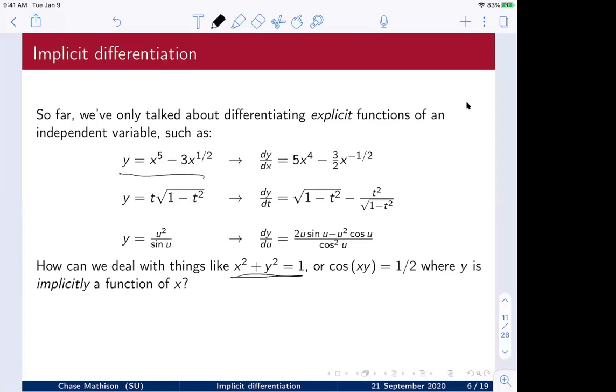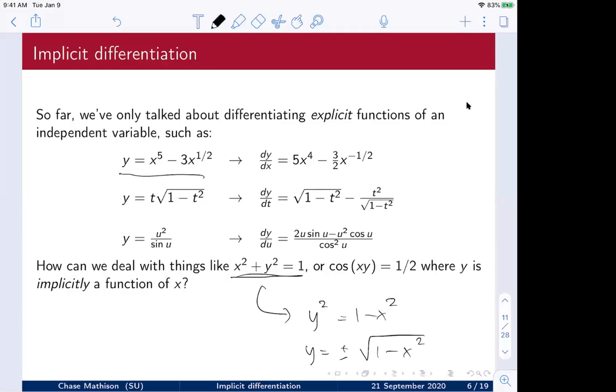Hopefully we've all seen this equation defining a circle. Well, if I wanted to, I could rewrite this as an explicit function of x. I could move x squared over, I get y squared equals 1 minus x squared, and then y is equal to plus or minus the square root of 1 minus x squared. The issue with the plus or minus is that this isn't a single function. So to describe a circle with explicit functions, you need at least two.